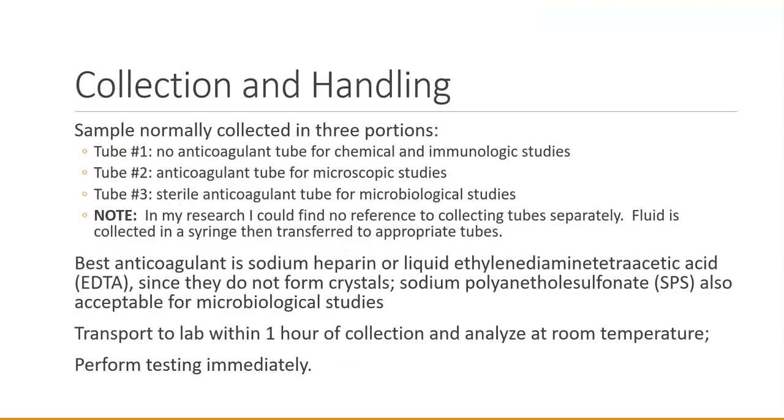Your book states that samples are normally collected in 3 portions. Tube 1, no anticoagulant tube for chemical and immunological studies. Tube number 2, anticoagulant tube for microscopic studies. Tube 3, sterile anticoagulant tube for microbiological studies. In my research, I could not find a reference to collecting tubes separately, and I searched extensively. The fluid is collected in a syringe and then transferred to the appropriate tubes.